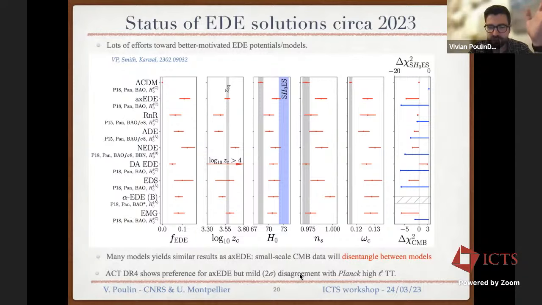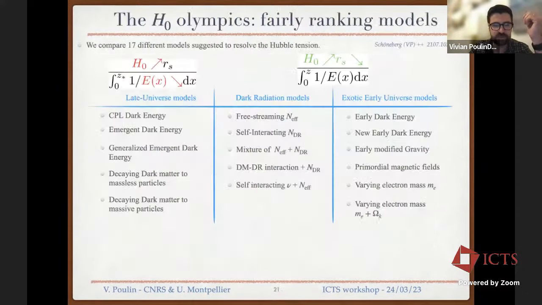So I decided to skip it because there is some mild disagreement between ACT and Planck at higher temperature that gives a somewhat contrasted picture about this issue. But feel free to ask questions if you're curious. Let me, in the last few minutes, discuss more generally what other models have been suggested.